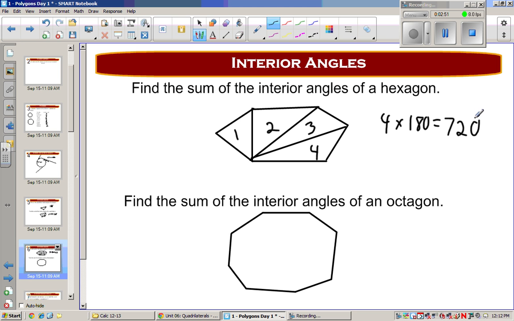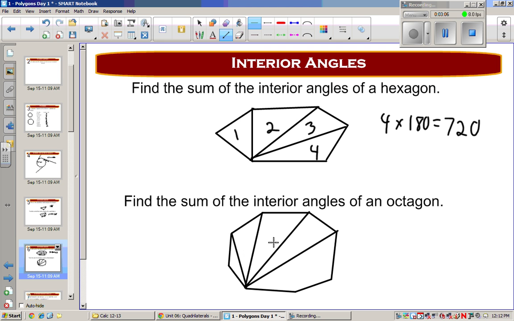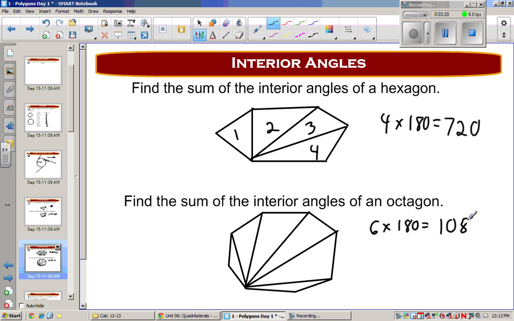All right. Now I want to do the same thing with an octagon. So I take one vertex, and I draw as many triangles as I can. And there's 1, 2, 3, 4, 5, and 6. So there's 6 triangles. Multiply that by 180. And I get a grand total of 1,080.